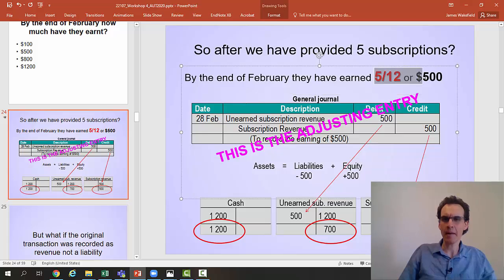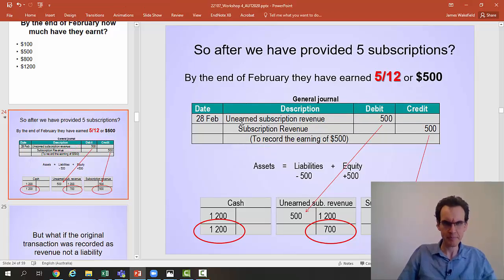So when this magazine company reaches the end of the financial period, which for them is the 28th of February, they record an adjusting entry here. So we'll just remove this text from the front so you can see it more clearly.